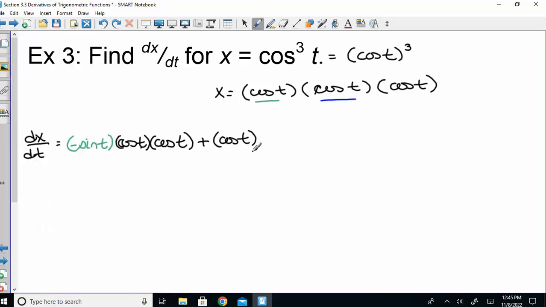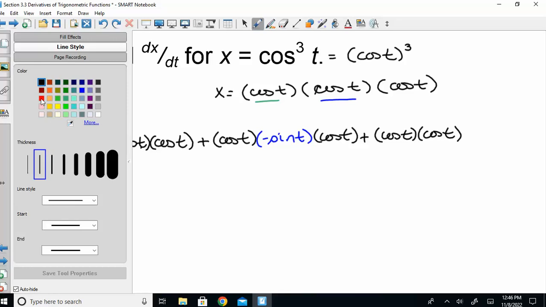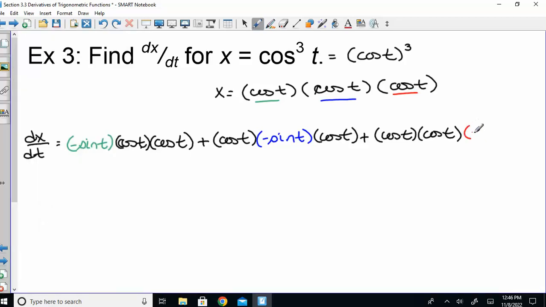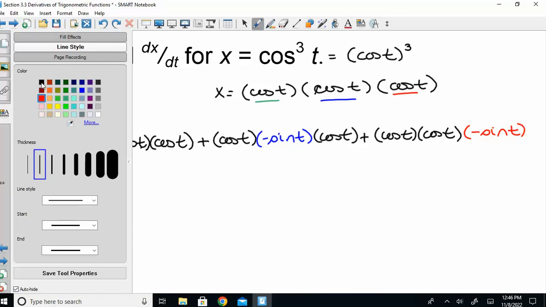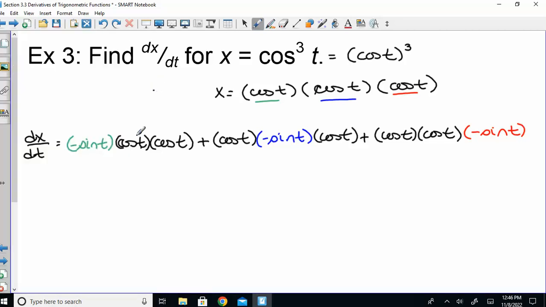Alright, working my way down the line, now we can do the derivative of the middle piece. Derivative of cosine is negative sine. So the first and last ones stay the same. Plus, I've done the derivative of the first 2, so this time those would stay the same. Derivative of the last one, which is negative sine. Is that okay?